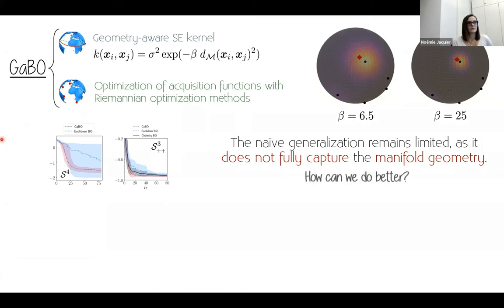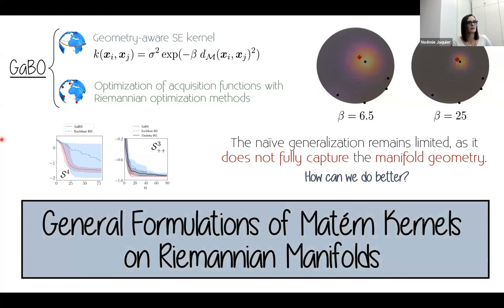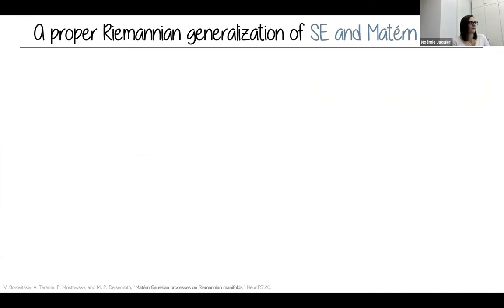So the question is how can we do better than this? What I want to talk to you about in the second part is how we can get a general formulation, not only for squared exponential, but also for the Matern kernel on Riemannian manifolds. Okay, so what I'm going to present now is based on the newest paper by Borovitsky et al. It's the reference that you can see here at the bottom of the slide.